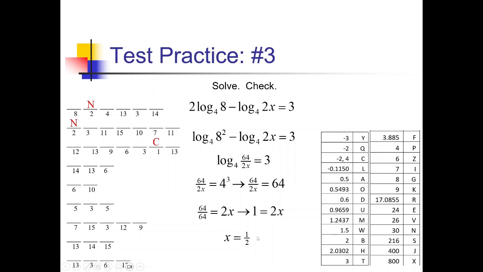So there's definitely other ways I could have done that. But hey, why not? This worked out. So we've got 1/2 or 0.5 I'm looking for. That's right there. That goes with letter A.